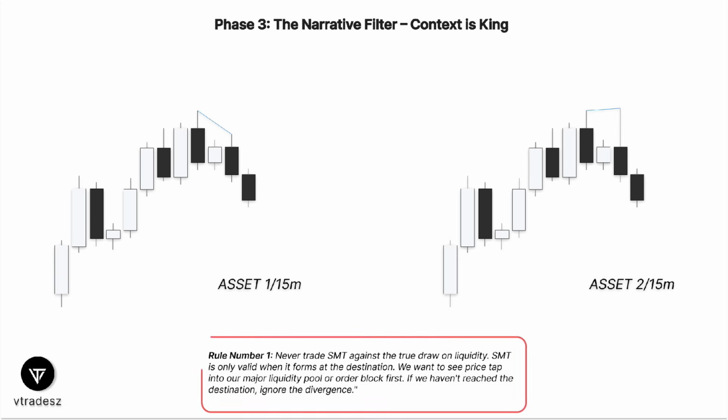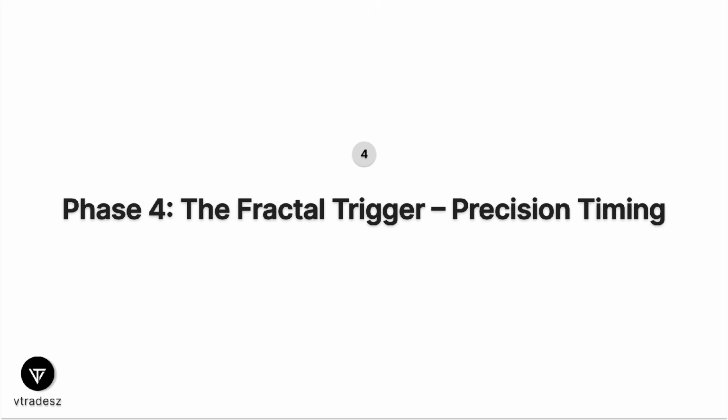Rule number 1, never trade SMT against the true draw on liquidity. SMT is only valid when it forms at the destination. We want to see price tap into our major liquidity pool or order block first. If we haven't reached the destination, ignore the divergence. Now we know where to look for SMT, at our higher time frame target. But when do we actually enter? This is where we drop down to the lower time frames and use a specific fractal sequence for pinpoint precision.